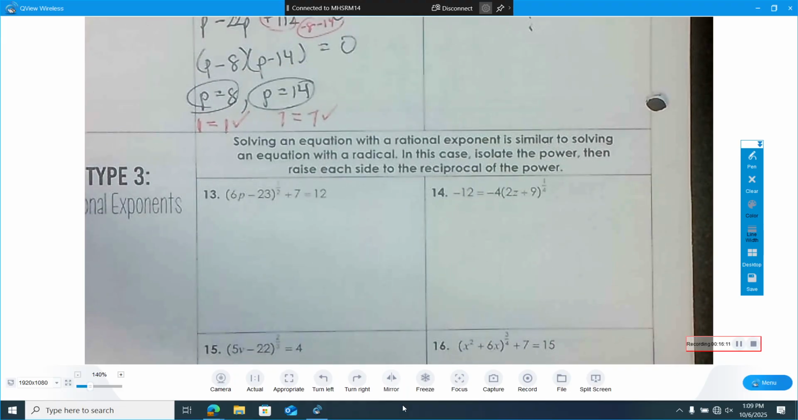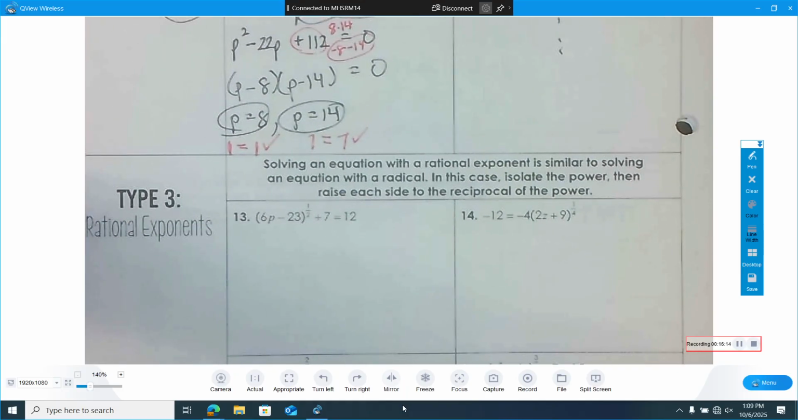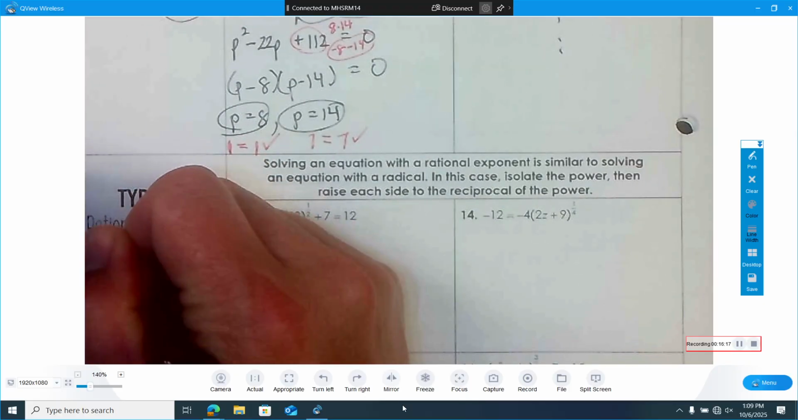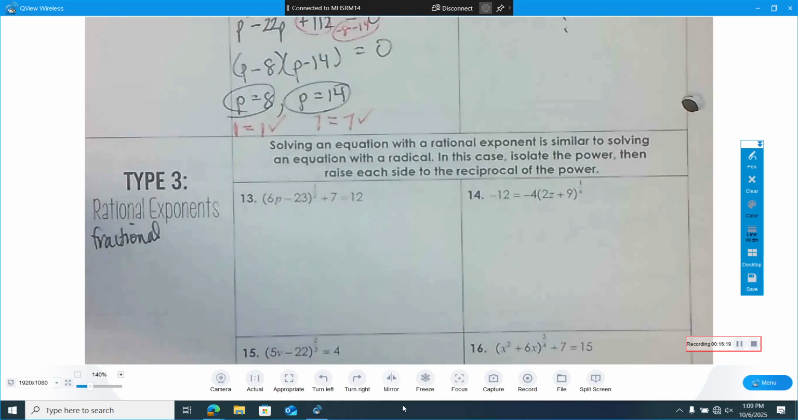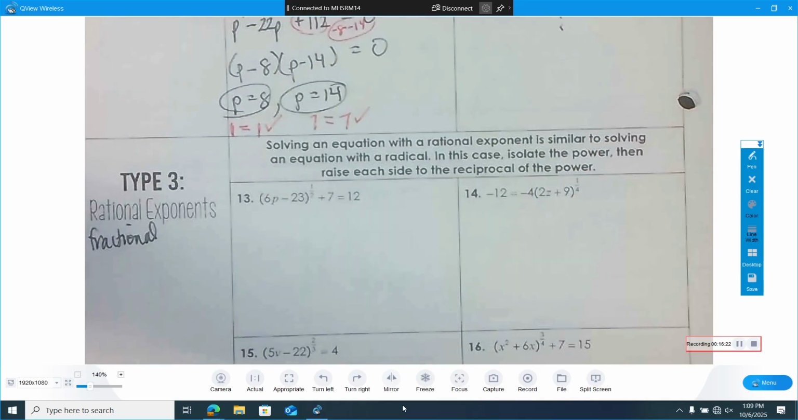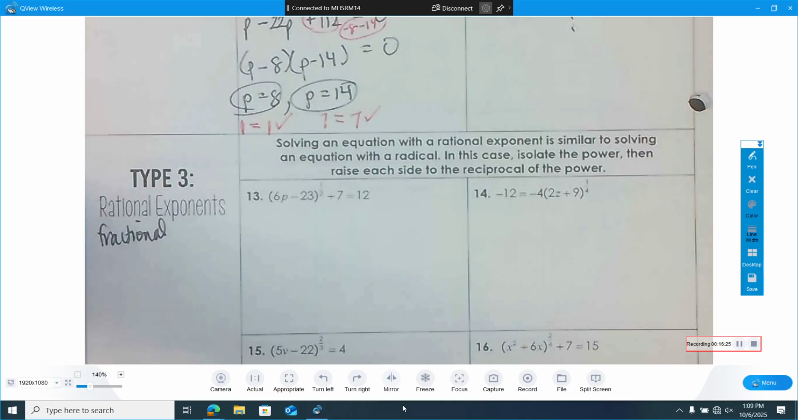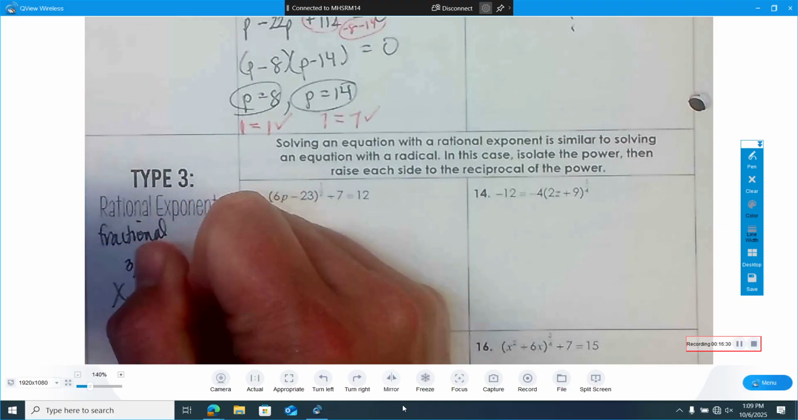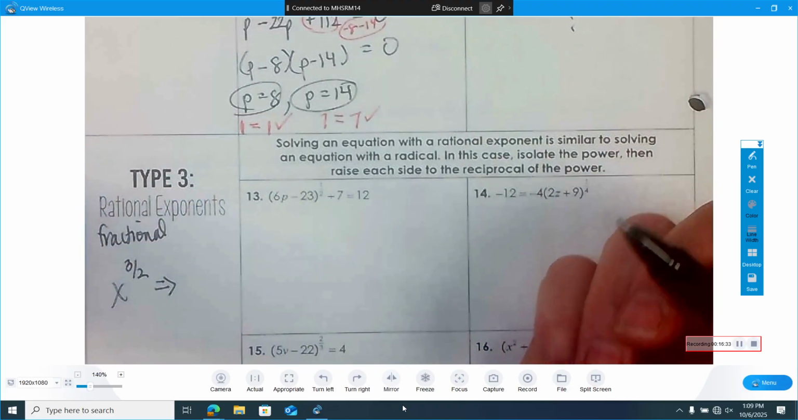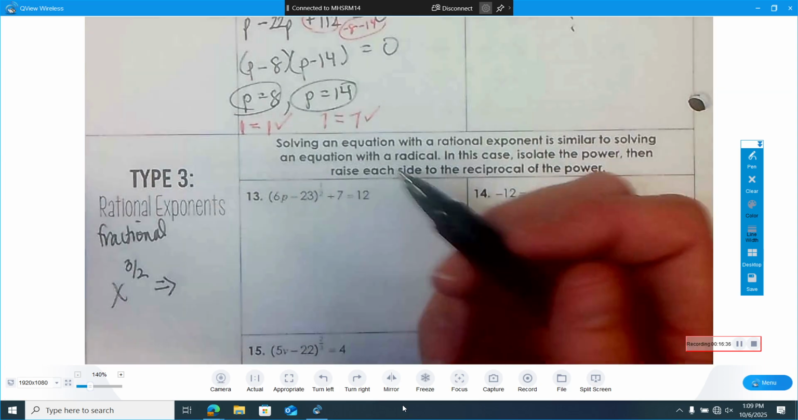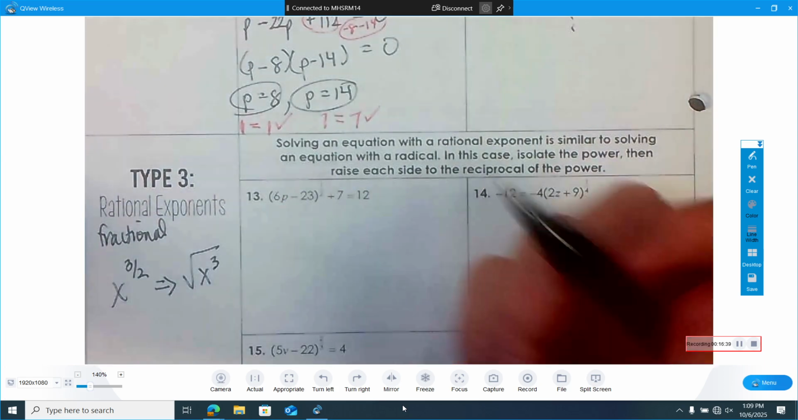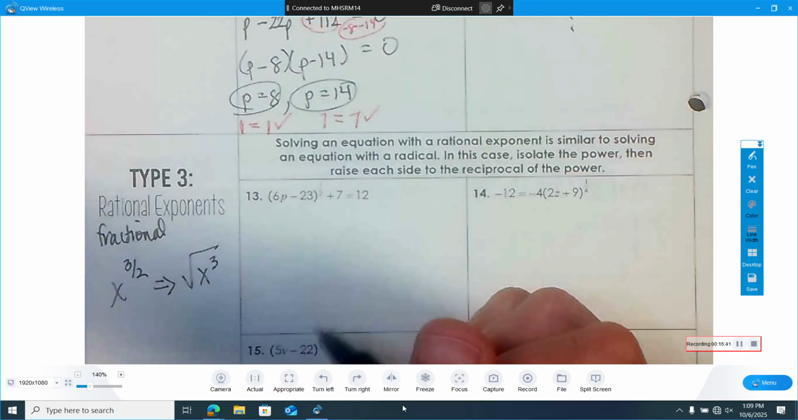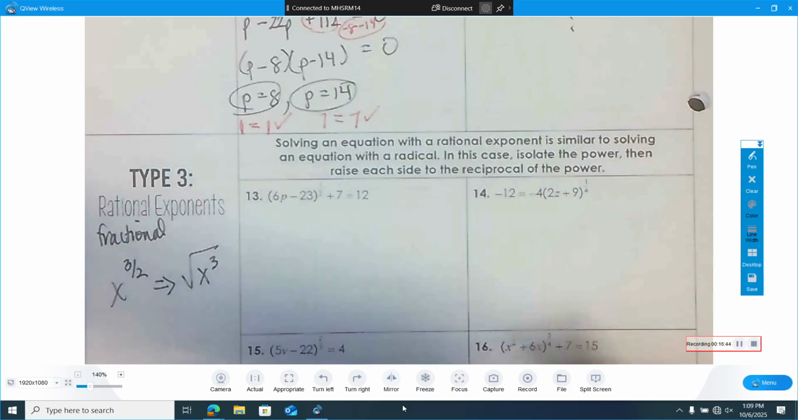All right, let's look at type 3. So rational exponents, rational fractional exponents. Remember, when we see those fractional exponents, they're actually also radicals. They're just in disguise. Radicals in disguise. So if you saw x to the 3 halves, what is that really? Yeah, the square root of x to the 3rd. So it's really just a fancy radical. Which, if you wanted to, you could trade it around. But actually, the rational exponents is so much easier to use.